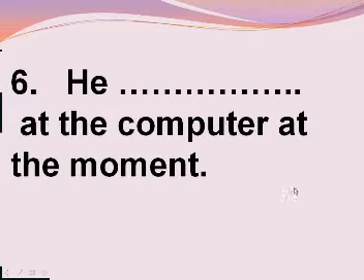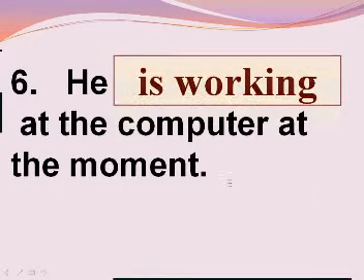Number 6, he blank at the computer at the moment. As we said before, at the moment is one of the markers of the present continuous tense. So when I see this expression, I know that I should use a verb plus ing preceded by verb to be, of course. So he is working at the computer at the moment. Of course, verb to be plus ing.